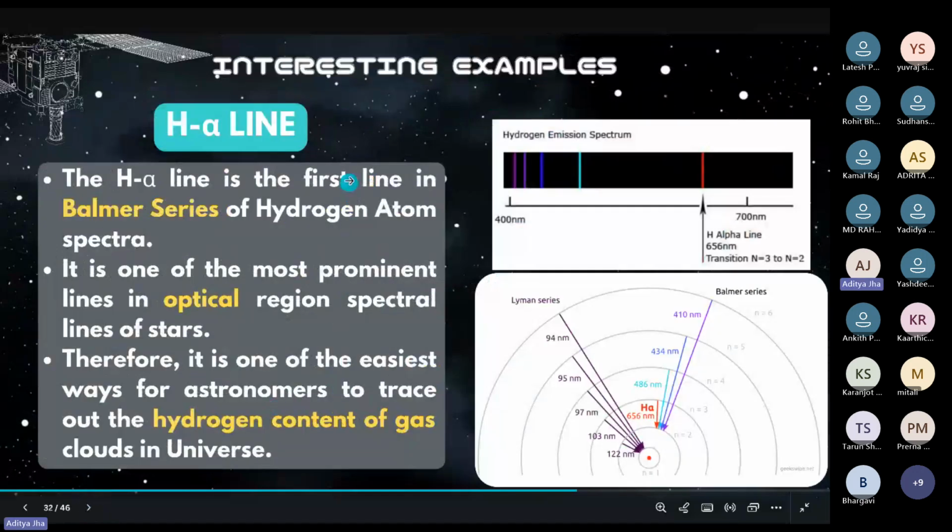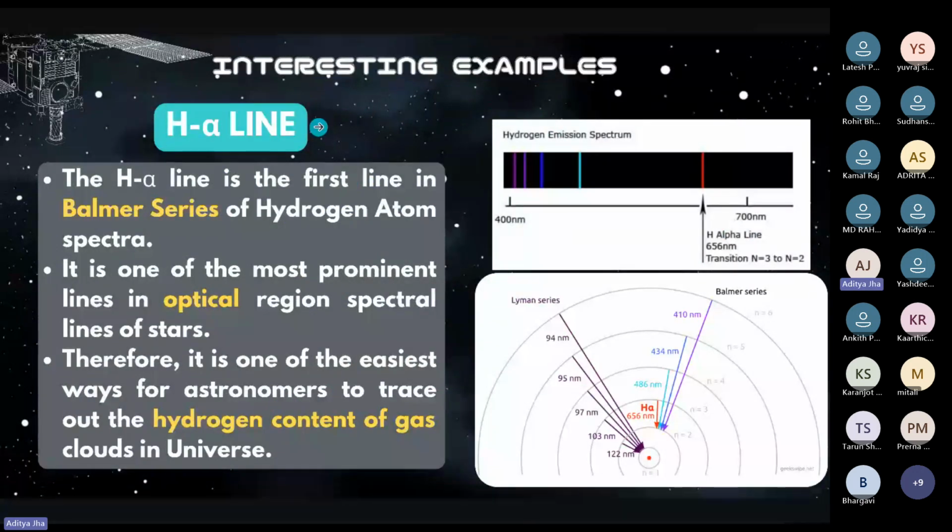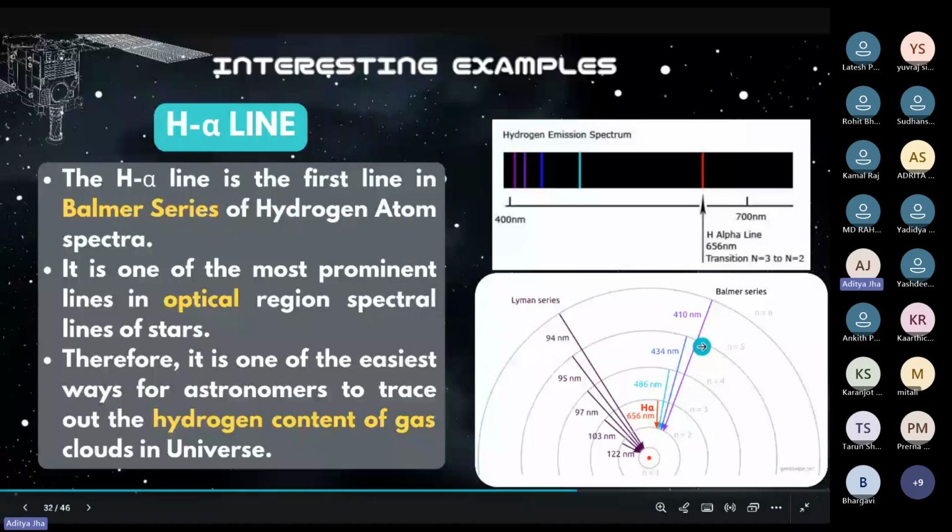Another example of a widely used spectral line is the H-alpha line. The H-alpha line is the first line in the Balmer series of the hydrogen atom spectra. The Balmer series is when an electron drops from a higher energy state to the first excited state, as you can see here. And H-alpha is when it drops from the second to the first excited state.